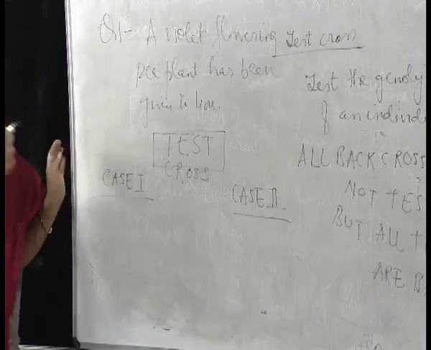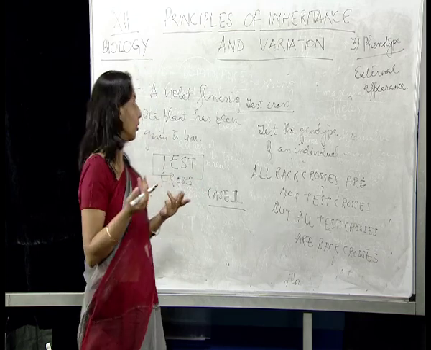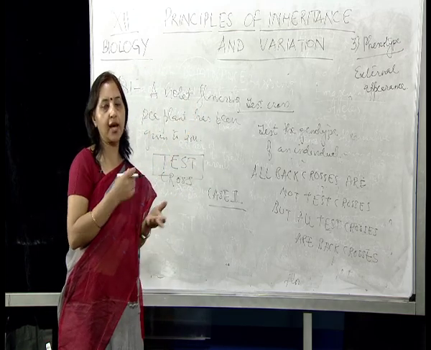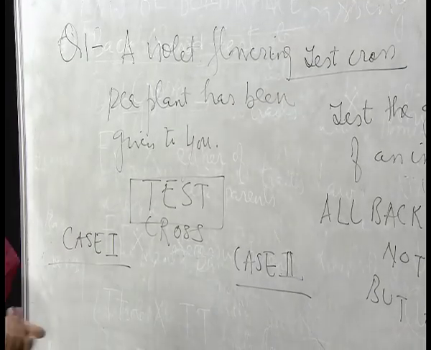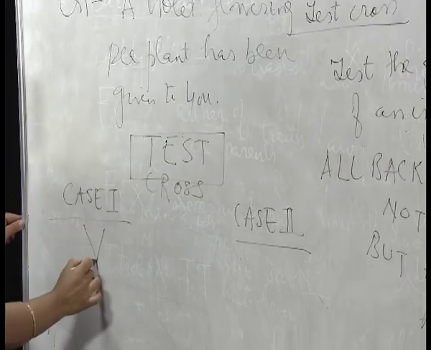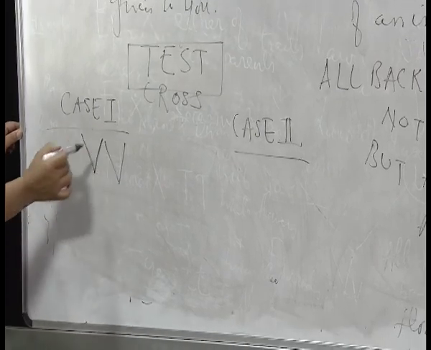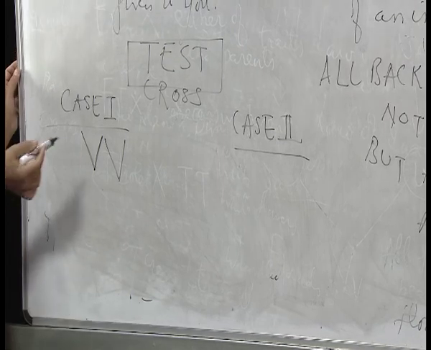We can call it possibility 1 and possibility 2 also. There are two possibilities. We do not know whether this flowering plant which is given to us, which is violet, is homozygous or heterozygous. Let's imagine it is homozygous, that is case 1 or possibility 1: capital V, capital V. So this is the first possibility. We assume that it is pure or homozygous.